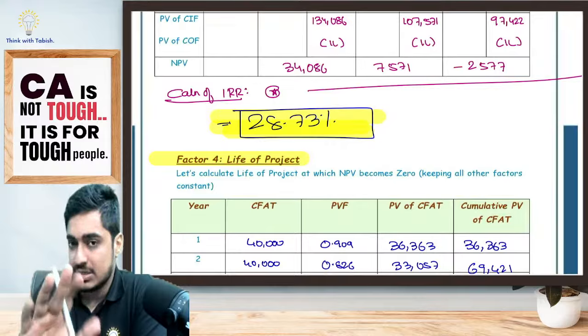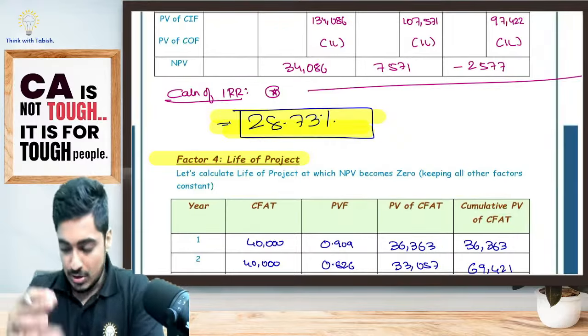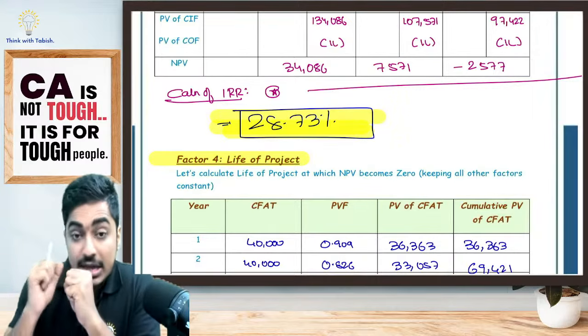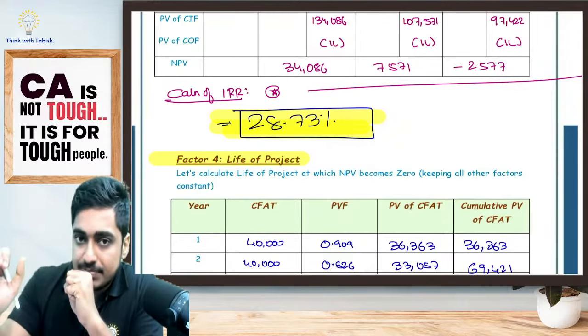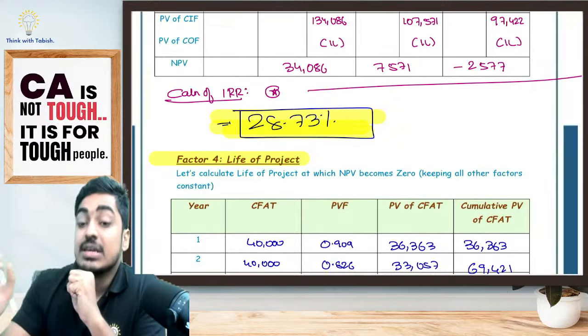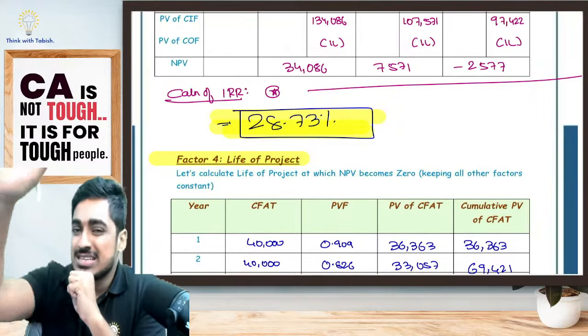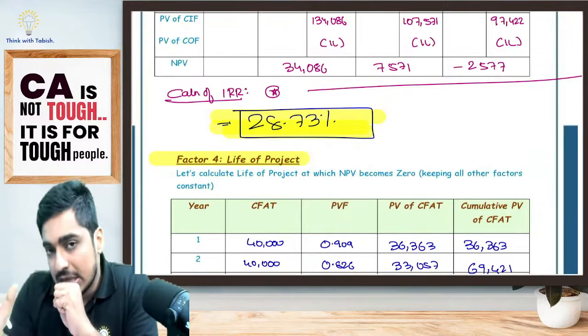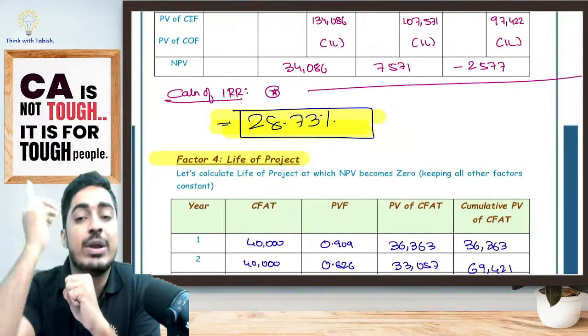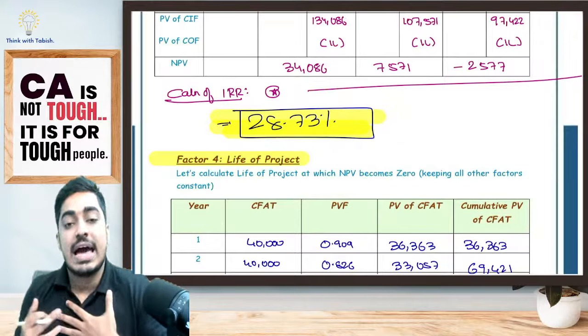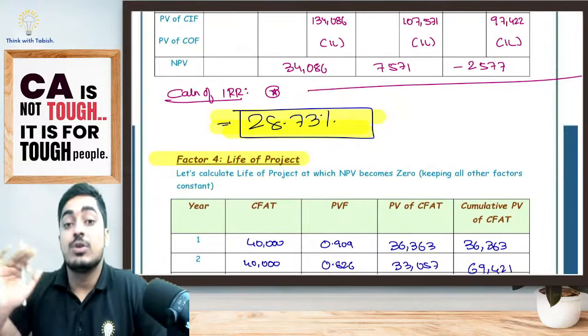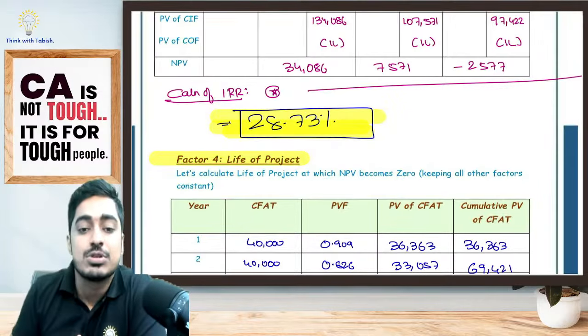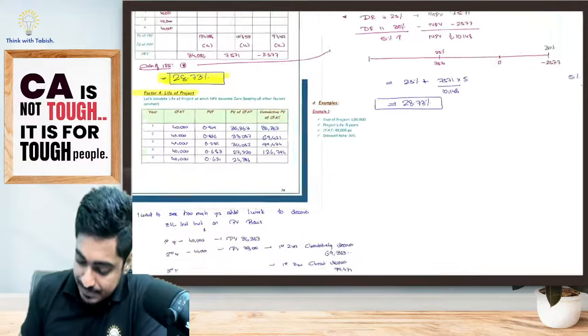That is one interpretation. Interpretation number 2. For this project, the minimum requirement is 10%. Investors right now are asking 10%. Even if investors ask 28.73%, I am okay. Till then I'm okay. But if it goes beyond that, I am not okay with this project. Is this clear, everyone? Okay.